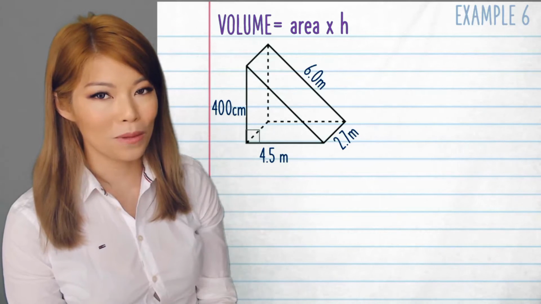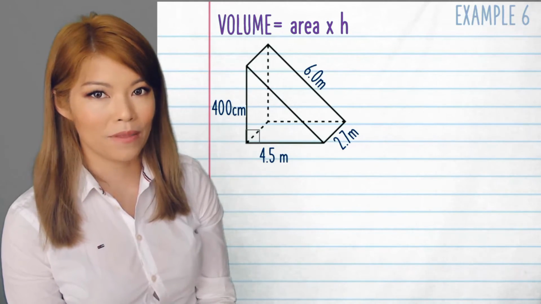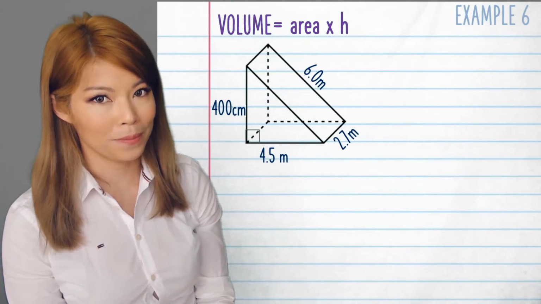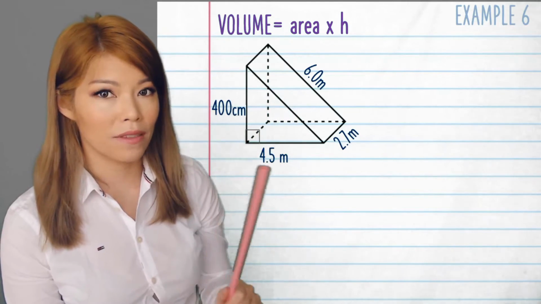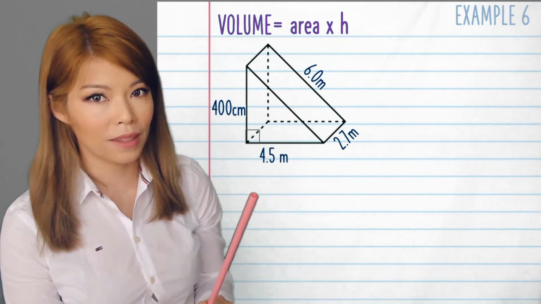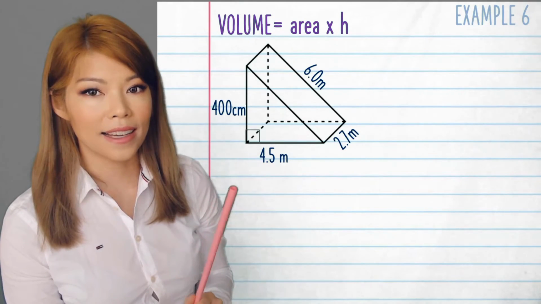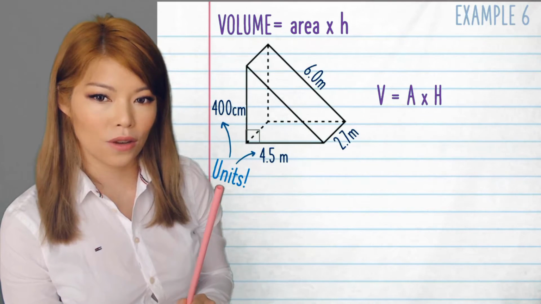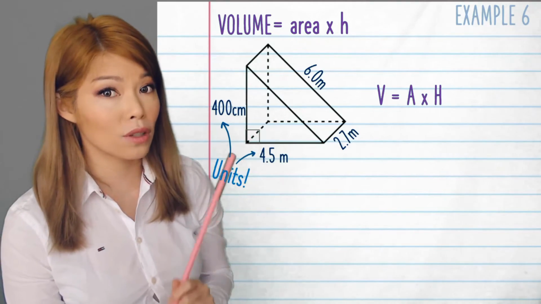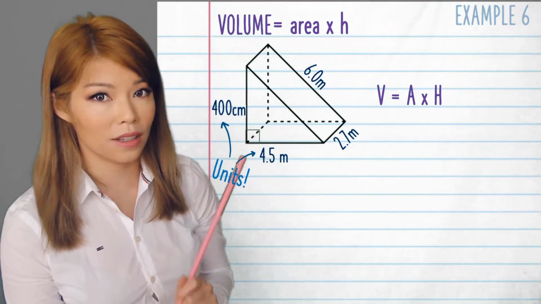Last example. This one is quite tricky. It looks simple, but I've done 2 little things that might trip you. So first of all, I've given you one too many pieces of information. So you have to choose wisely which values to use. And secondly, if you look carefully, the units are not the same. So you have to use the same units. So you have to convert units.